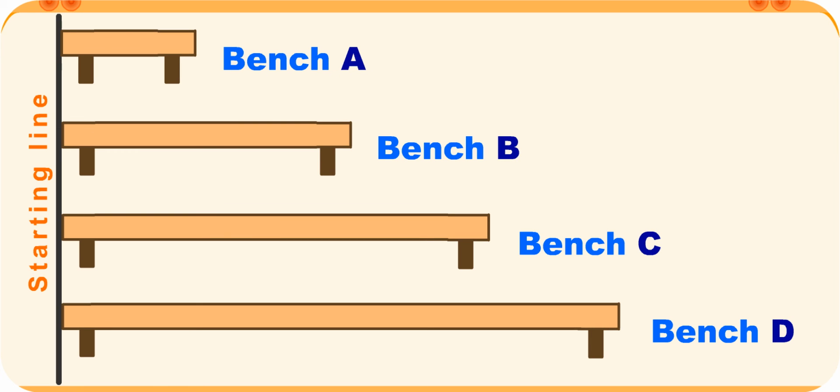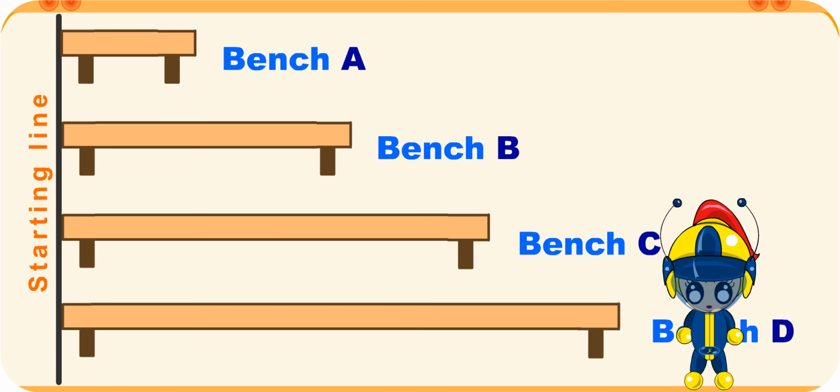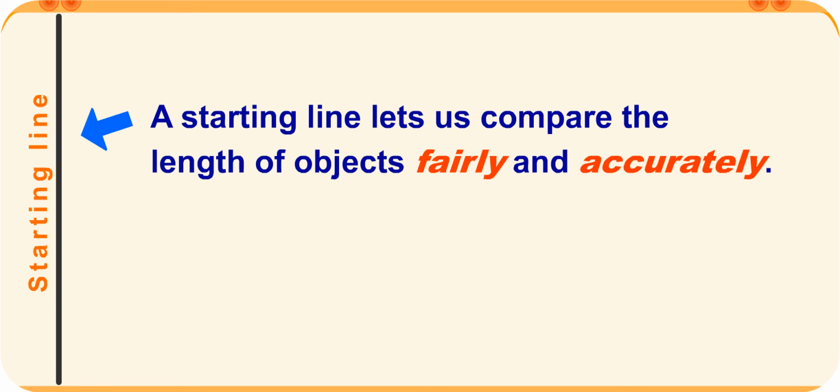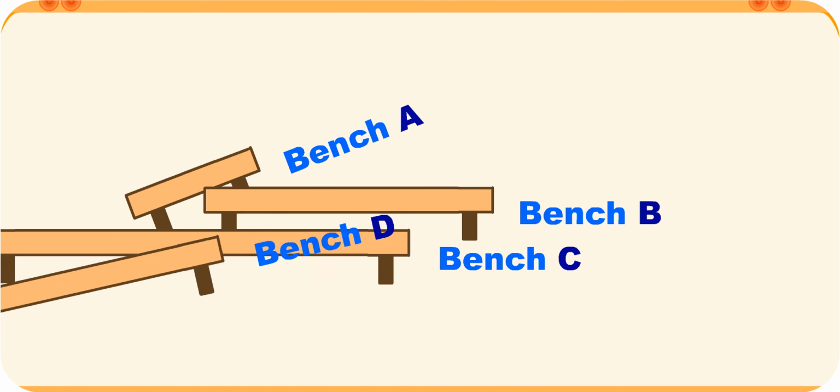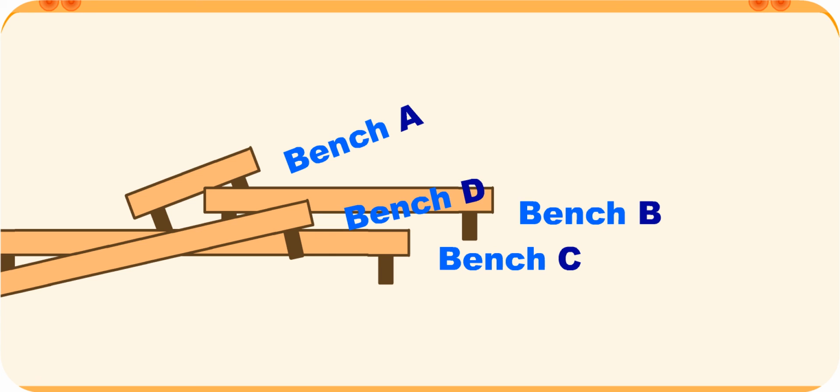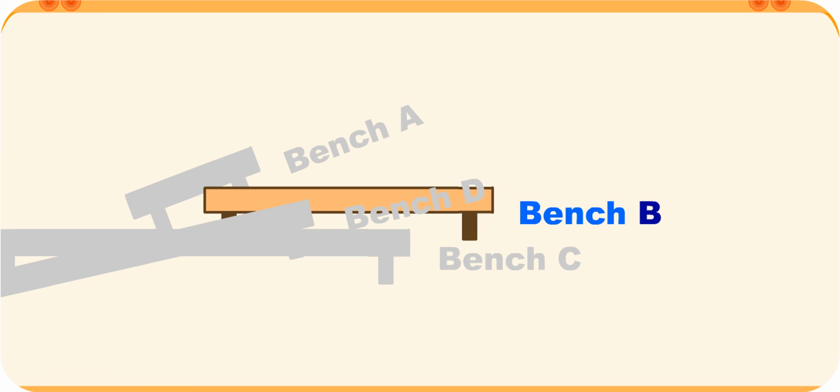A starting line? Is it like those we see in races? Yes, it is pretty much the same, except here we are not racing. A starting line lets us compare the lengths of objects fairly and accurately. For example, if we do not use a starting line when comparing the length of the benches, this will happen. Bench B may be mistaken as the longest bench, and that is incorrect.